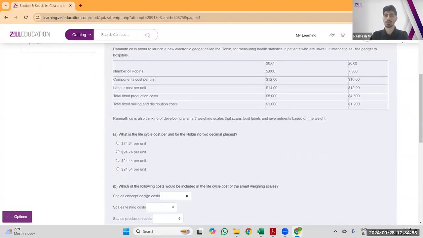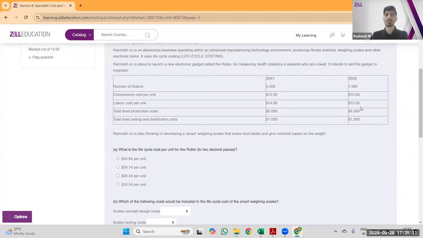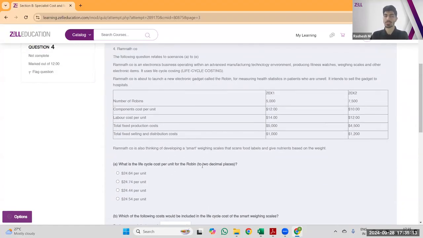Across 2 years, they have the expected number of units sold, cost per unit, and labor cost per unit. This is in decimals, it's not $1,200. The fixed overheads are given to you, and selling and distribution costs are given to you. So again, calculate the life cycle cost per unit of Robin, even simpler I guess, 2 years of data. Again, try and just add up the unit costs so it's simpler for you to do it.